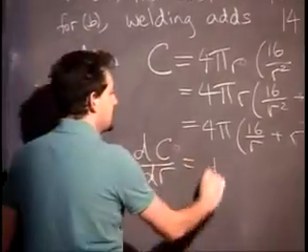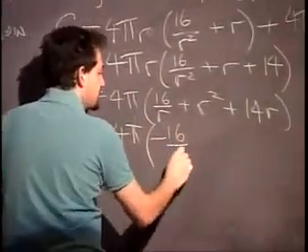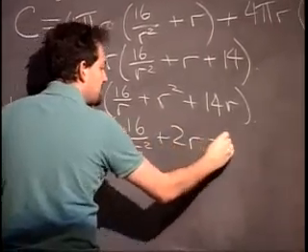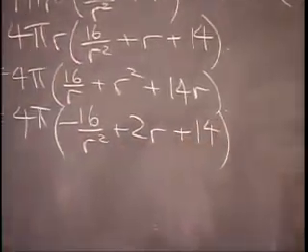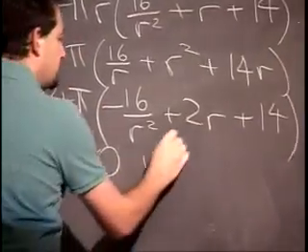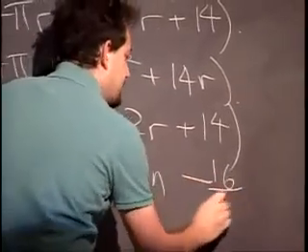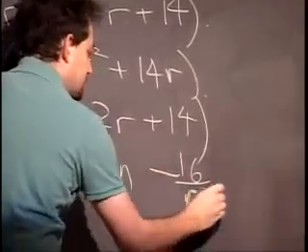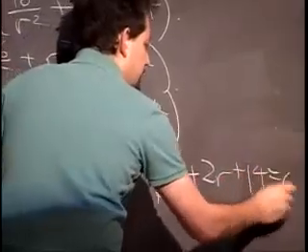It's almost the same as the previous one. This is minus 16 over r squared plus 2r, but now we have this extra 14. So this is going to change things a little bit, not too much. So this equals 0 when minus 16 over r squared plus 2r plus 14 equals 0.